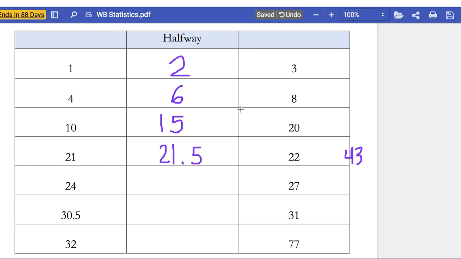So that's one way you can always find what's halfway in between two numbers. Add the two numbers and then divide by 2.